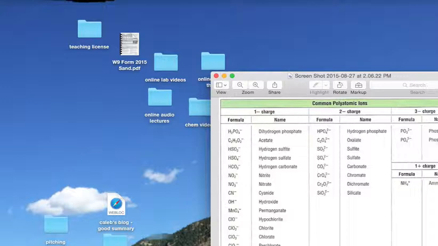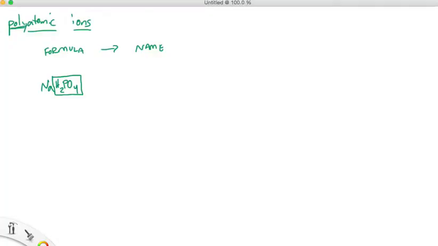Dihydrogen phosphate. So, to name these polyatomic ions, all you have to do is write down the cation. In this case, it's going to be sodium. Write the full element out, and then dihydrogen phosphate. So this is the full name for this right here.